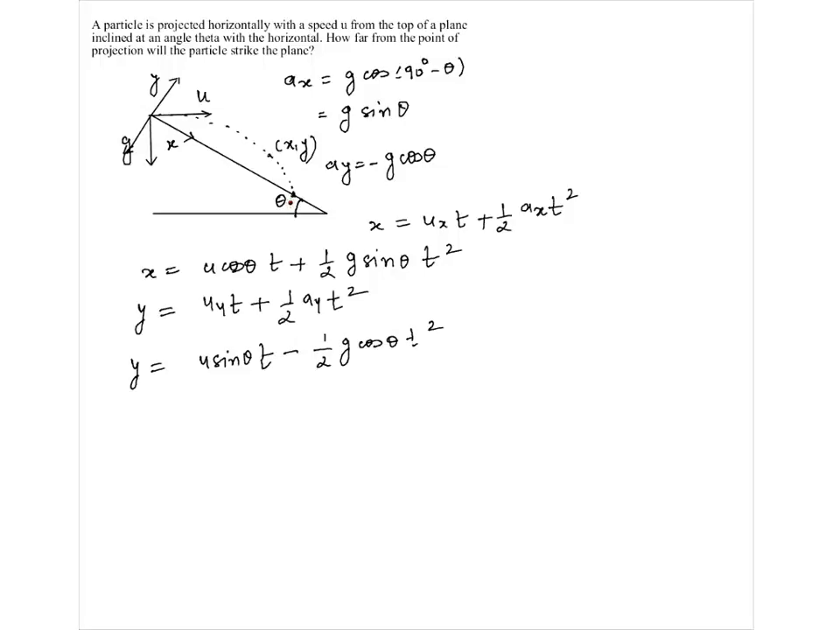Sir, the velocity would be 0. Why would it be 0? I don't think so. Anything else?